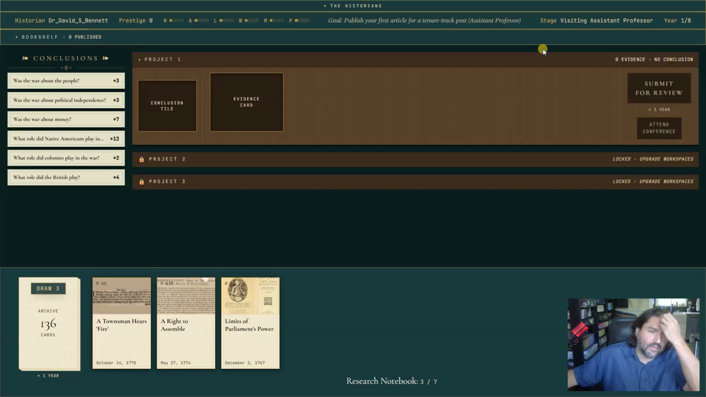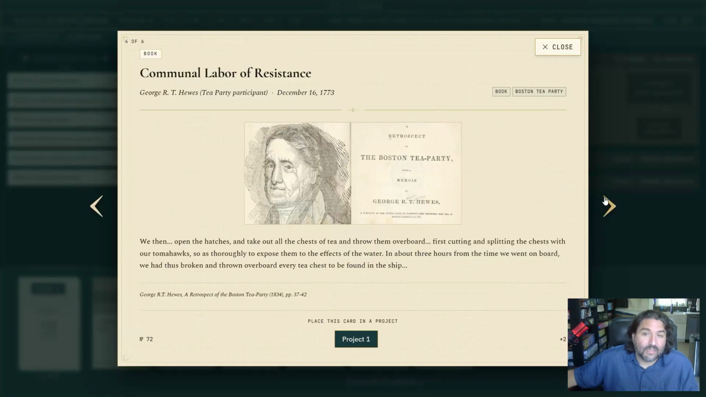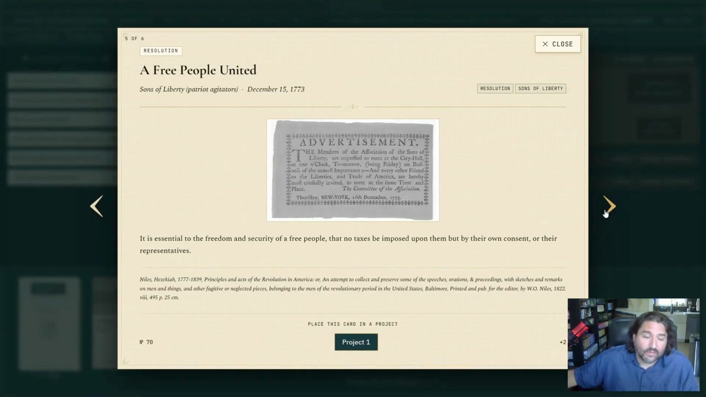So let's see what happens when I draw 3 more cards. I'm going to spend the first year trying to draw 3 more cards to see what ultimately I have access to. Okay, Boston Tea Party. Not helpful, but again, an integral part of this whole process, right? Sons of Liberty, an advertisement pushing for individuals to not be taxed.